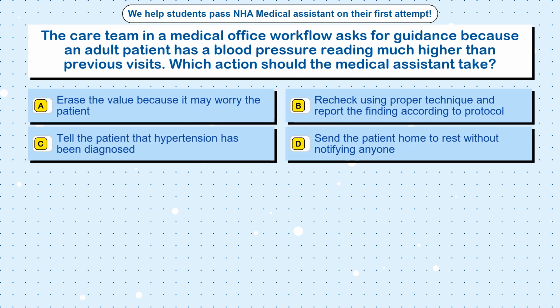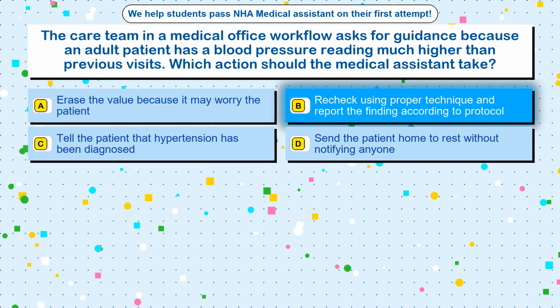Question 31. The care team in a medical office workflow asks for guidance because an adult patient has a blood pressure reading much higher than previous visits. Which action should the medical assistant take? Option A. Erase the value because it may worry the patient. Option B. Recheck using proper technique and report the finding according to protocol. Option C. Tell the patient that hypertension has been diagnosed. Option D. Send the patient home to rest without notifying anyone. The correct answer is option B.